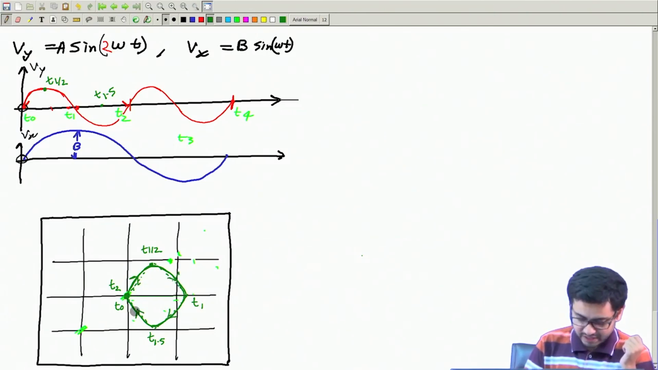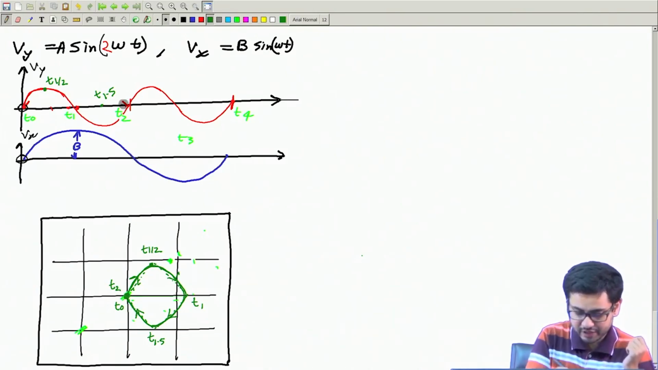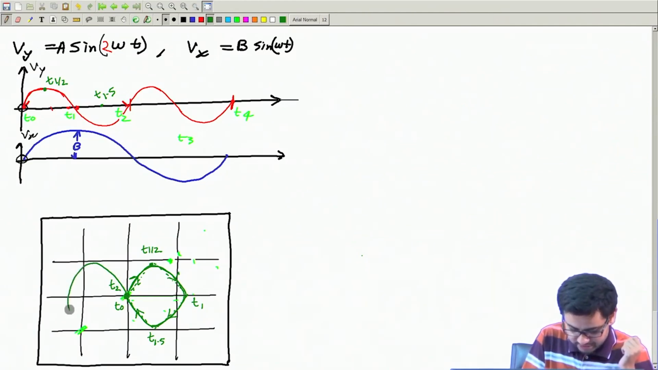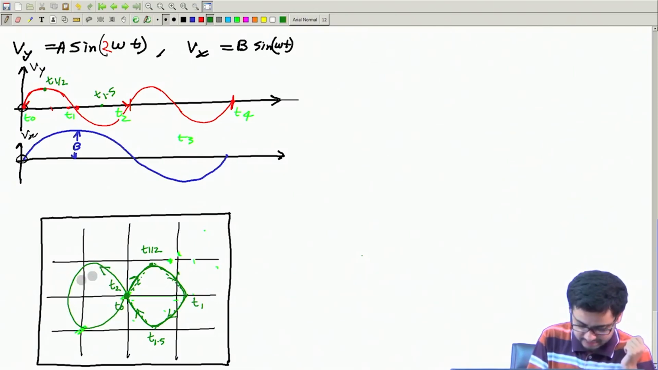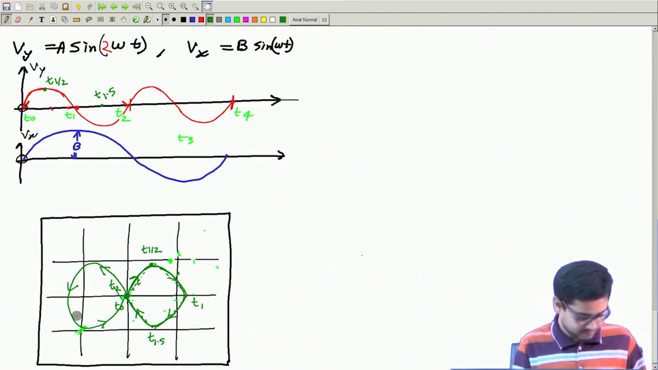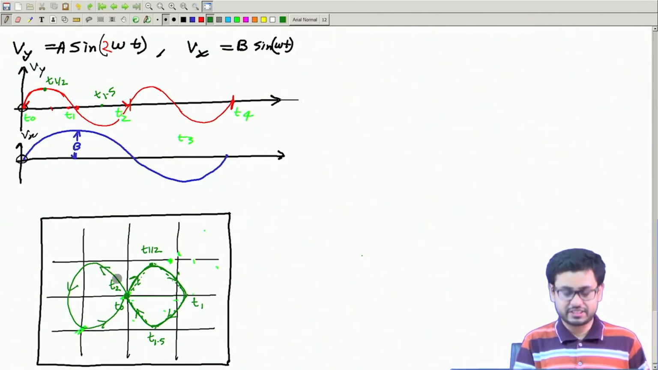Okay. And after that, what will happen? After that, we will go to the left and up. So this you can continue yourself. You'll see this will look like this. So we will have a pattern like this, like a loop.